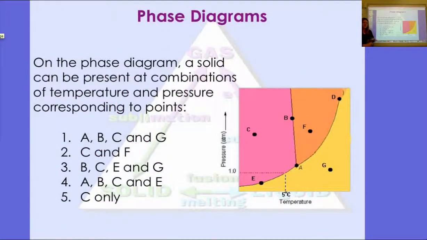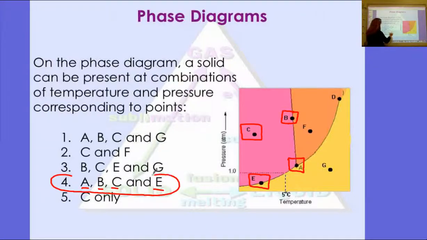Some other potential questions. On this phase diagram, a solid can be present at which points? We know a solid can definitely be present here. At B, you have solid and liquid in equilibrium. At A, we have solid, liquid, and gas all together in equilibrium. And at E, you have solid and gas equilibrium. So a solid can be present at A, B, C, and E points on this diagram. So my answer would be 4.